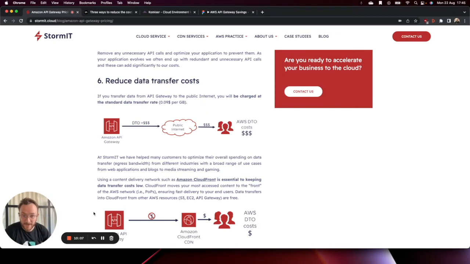And since you might have an application that serves millions or billions of requests per month, I think it's interesting to have a look at this following use case to see what they did to reduce their DTO. Okay, so let's head over to the second article.